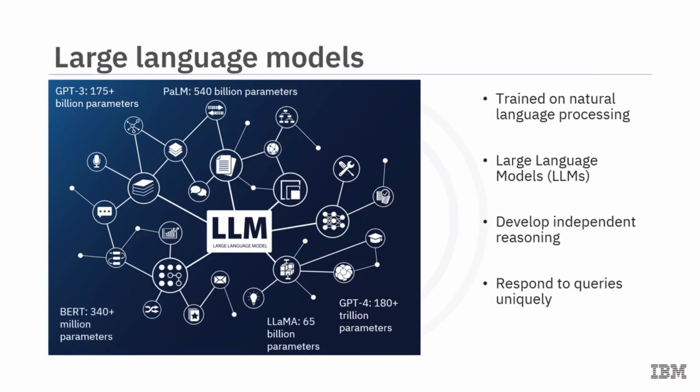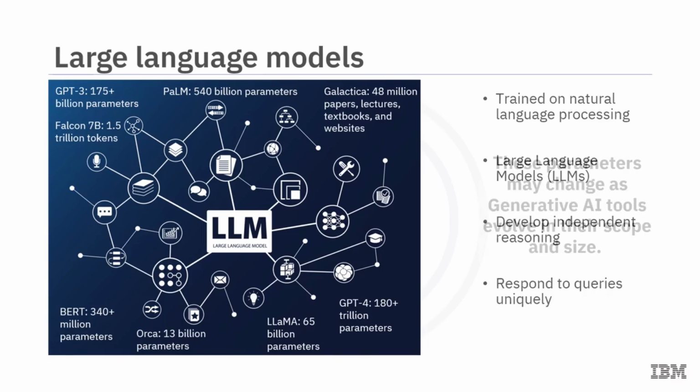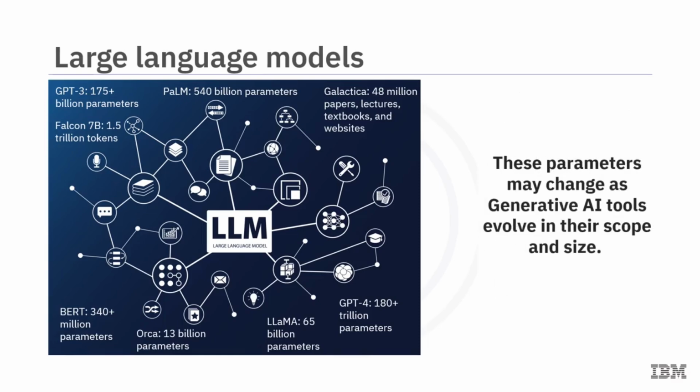Google's BERT, pre-trained on 340 million plus parameters. Meta's Galactica, an LLM for scientists, pre-trained on 48 million papers, lectures, textbooks, and websites. Technology Innovation Institute's Falcon 7B, pre-trained on 1.5 trillion tokens. And Microsoft's Orca, pre-trained on 13 billion parameters and small enough to run off a laptop. It's likely that these parameters may change as generative AI tools evolve in their scope and size.